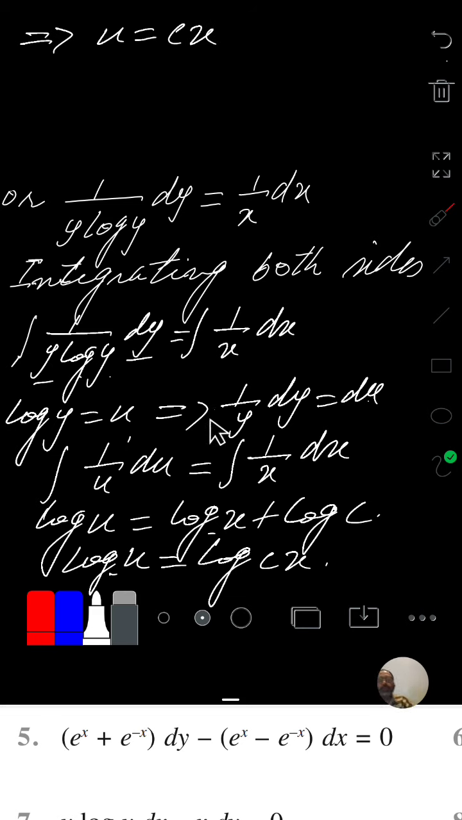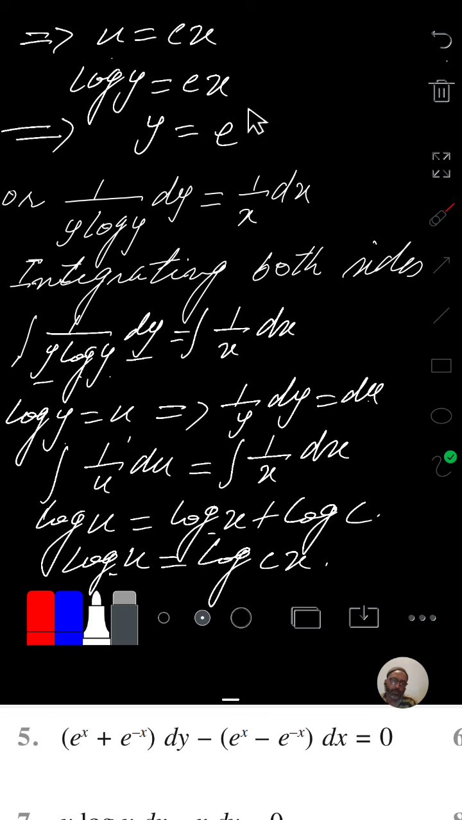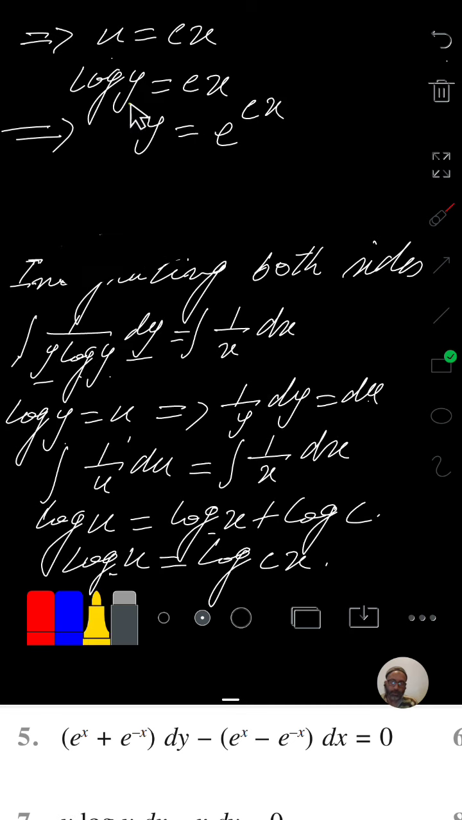Now finally we have to write down the value of u in terms of y. According to our substitution, u is equal to log y. So here we write log y is equal to cx. So it implies that using the definition of log, y is equal to e raised to the power cx.